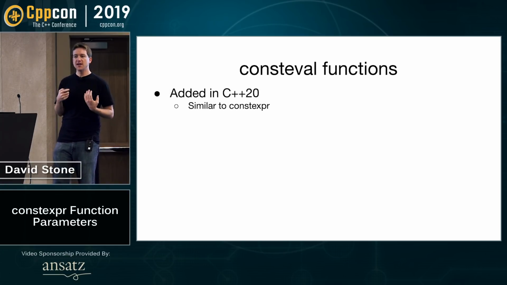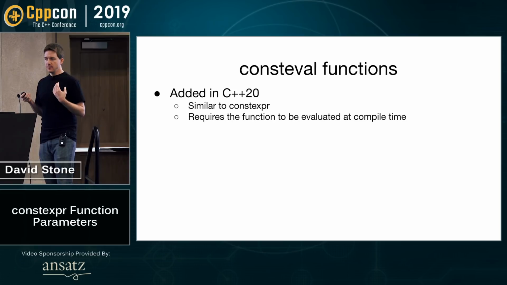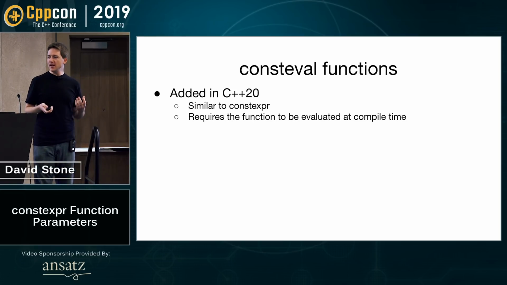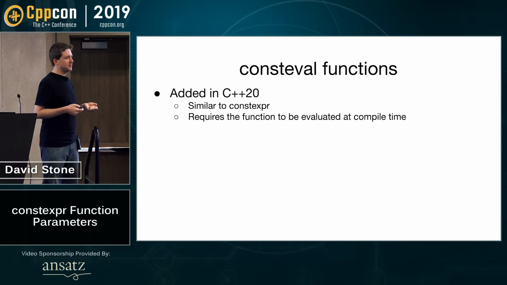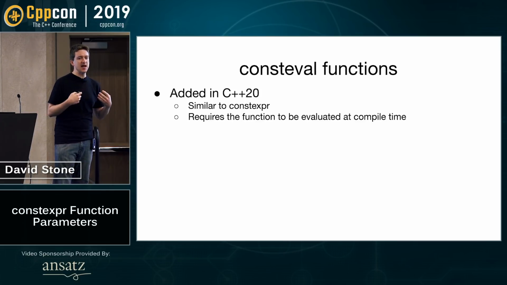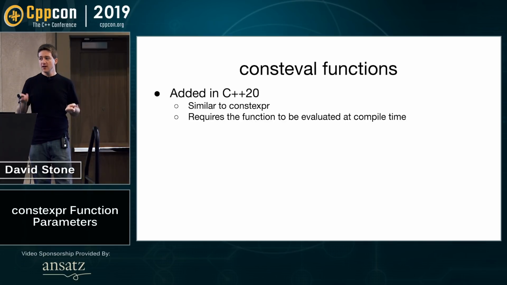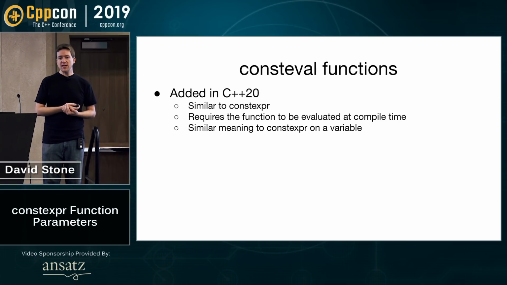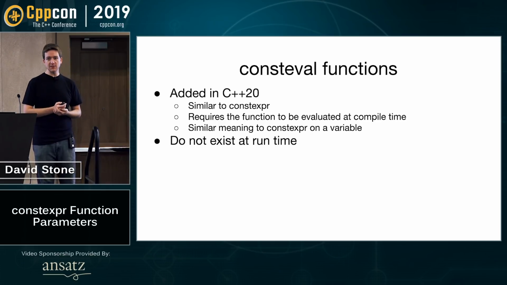It's really similar to constexpr, but it requires that the function is evaluated at compile time. Remember that constexpr on a function means potentially evaluated at compile time. It's at compile time if it's possible and if it's required. Consteval says, no, this must be evaluated at compile time or it's an error. It's similar to the meaning of constexpr on a variable. These functions do not exist at runtime.